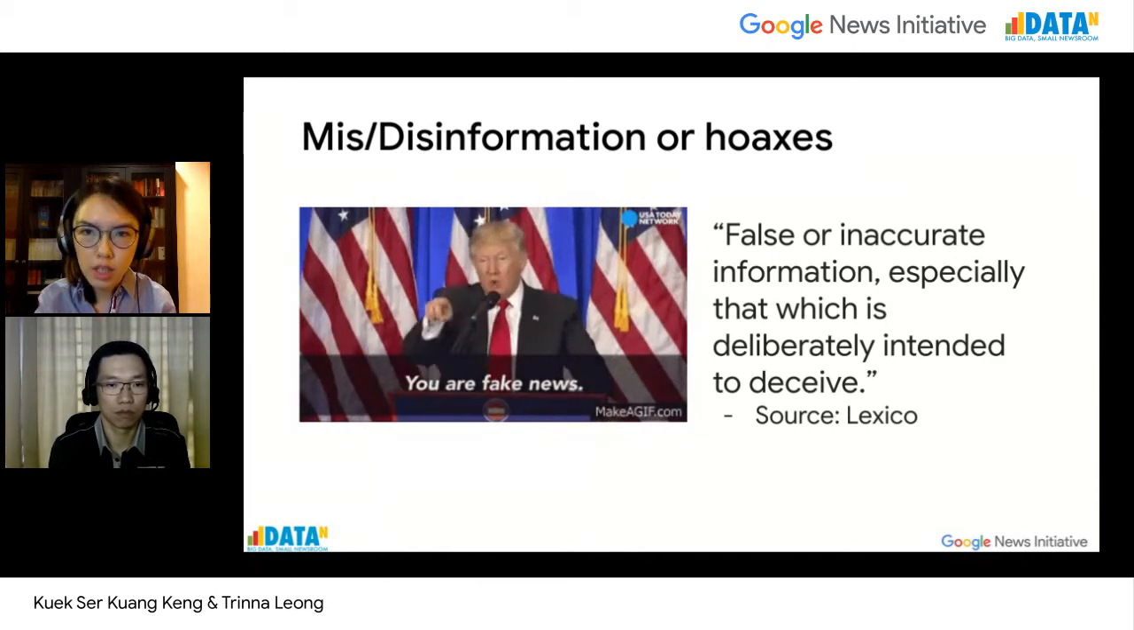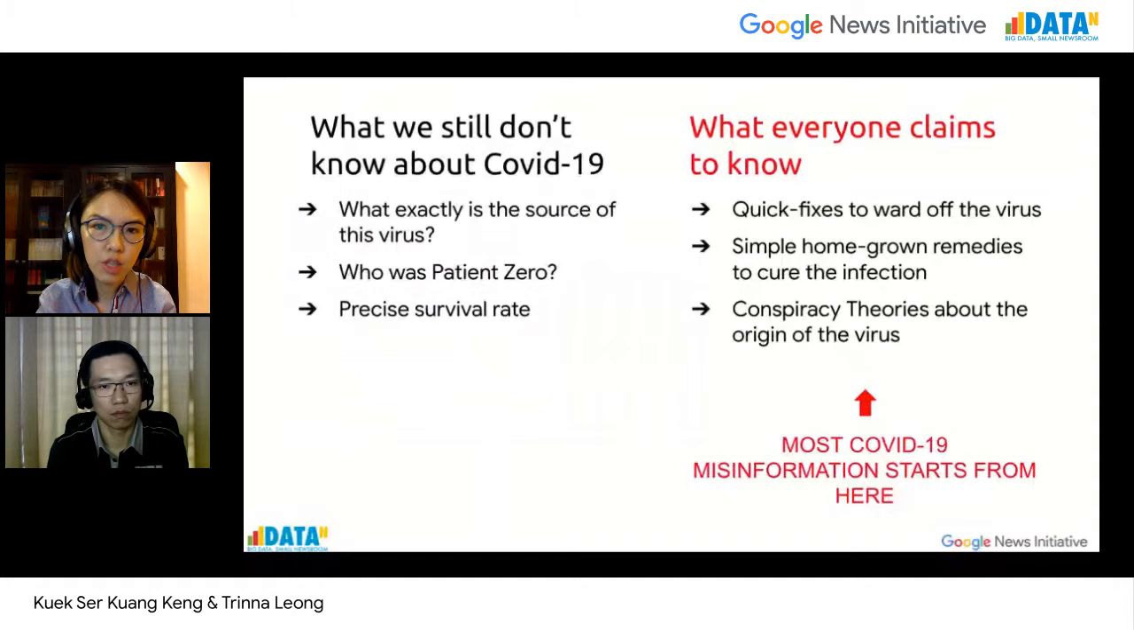We all know what it is, but when it comes to COVID-19, there are things we don't know yet because it's relatively new. What exactly is the source of the virus? People say some animals, perhaps bats, but we don't know 100% for sure. Who was patient zero? We just know it started in Wuhan, China, but we don't know who exactly patient zero is. And what's the precise survival rate? This is still debatable because every country has reported a different percentage of survival rate.